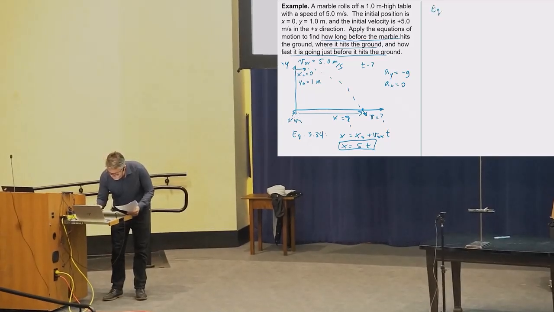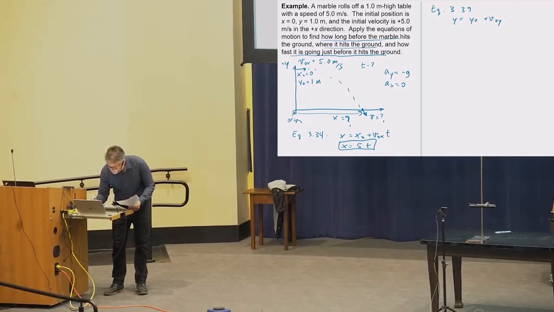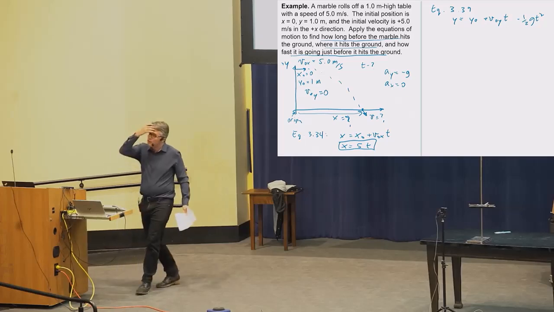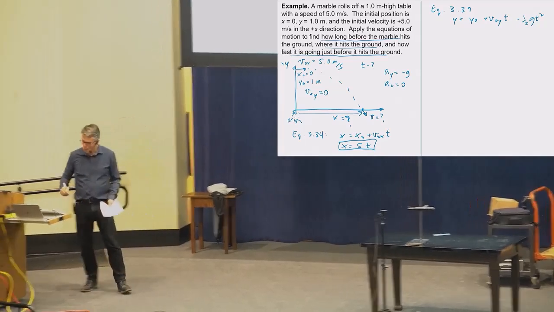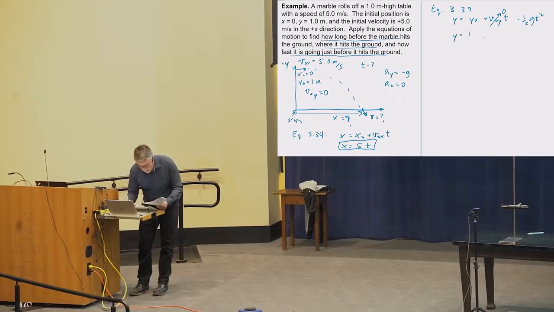Then we can use equation 3.39 to say that y is equal to y0 plus v0y times t minus 1/2 gt squared. Now this looks like a quadratic equation, but what I didn't put here is that v0y is equal to 0, meaning that that initial velocity is exactly horizontal. There's no y component in the setup, so that's 0. So you'd say that y is equal to 1 minus 9.8 over 2 times t squared. And that equals 0 when it hits the ground.